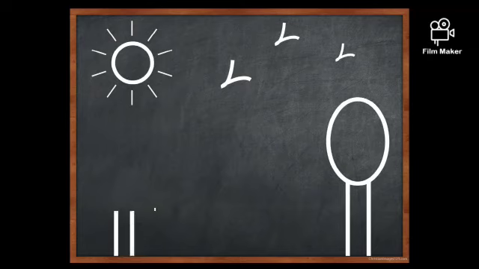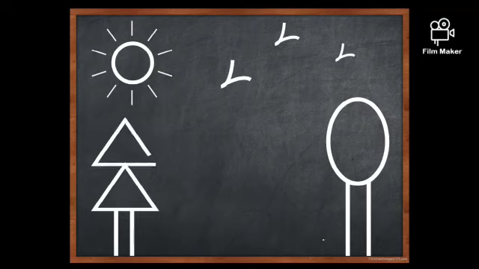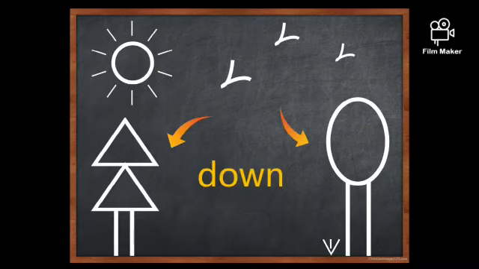Another tree I am drawing towards the left. Two standing lines and a triangle. One triangle and another triangle on top of it. And wow, I've got two trees down and the sun and birds up in the sky.